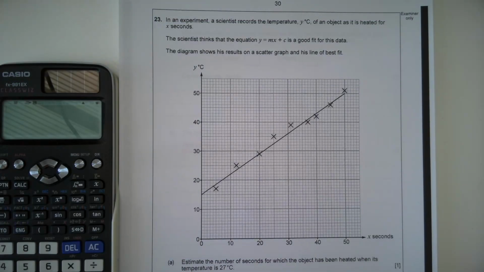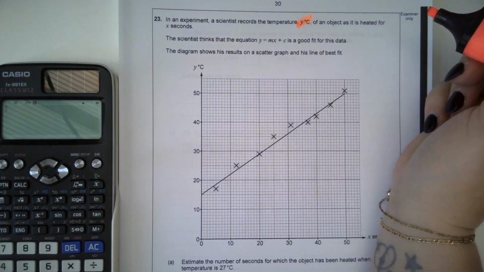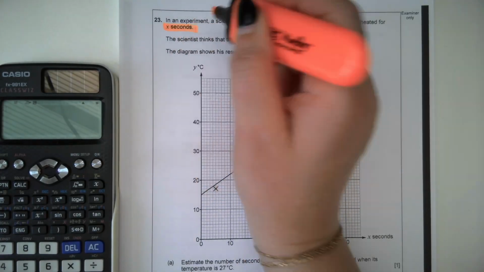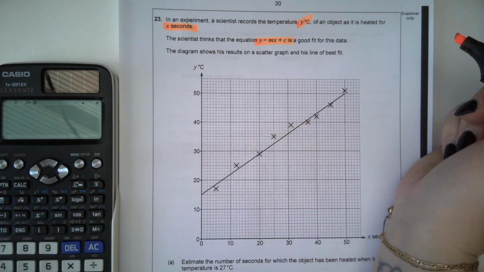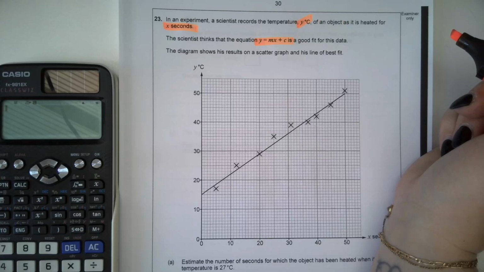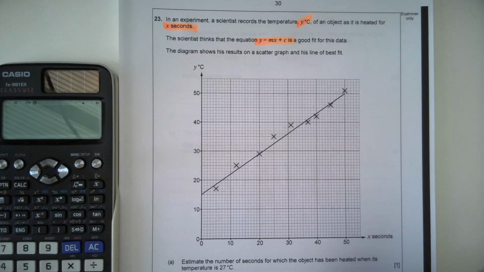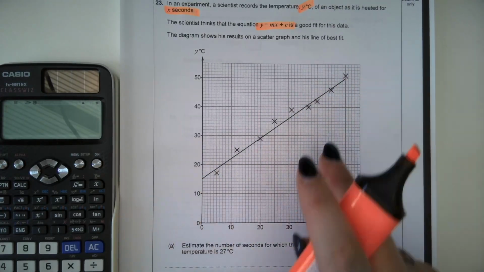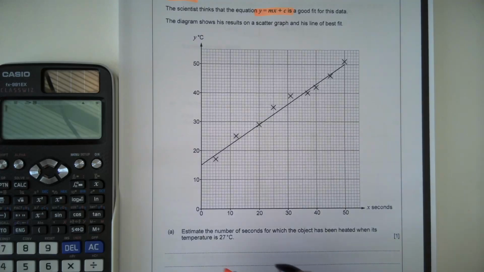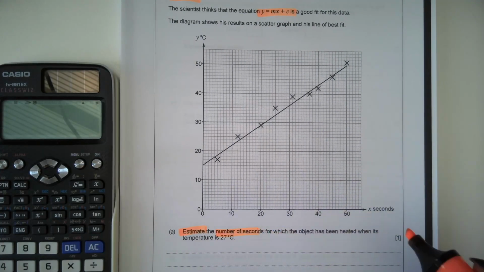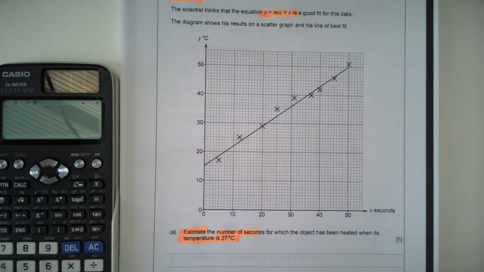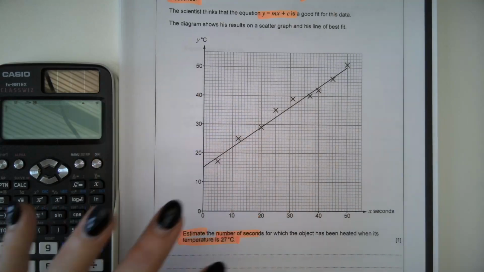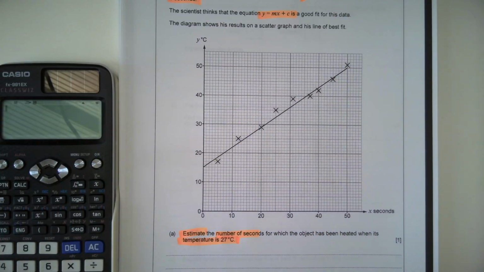Question 23. In an experiment, a scientist records the temperature y degrees Celsius of an object as it is heated for x seconds. The scientist thinks that the equation y equals mx plus c is a good fit for this data. The diagram shows his results on a scatter graph and his line of best fit. So a scatter graph and a line of best fit. Part A. Estimate the number of seconds for which the object has been heated when its temperature is 27 degrees Celsius. So we can estimate directly from this scientist's graph because he's drawn a line of best fit.